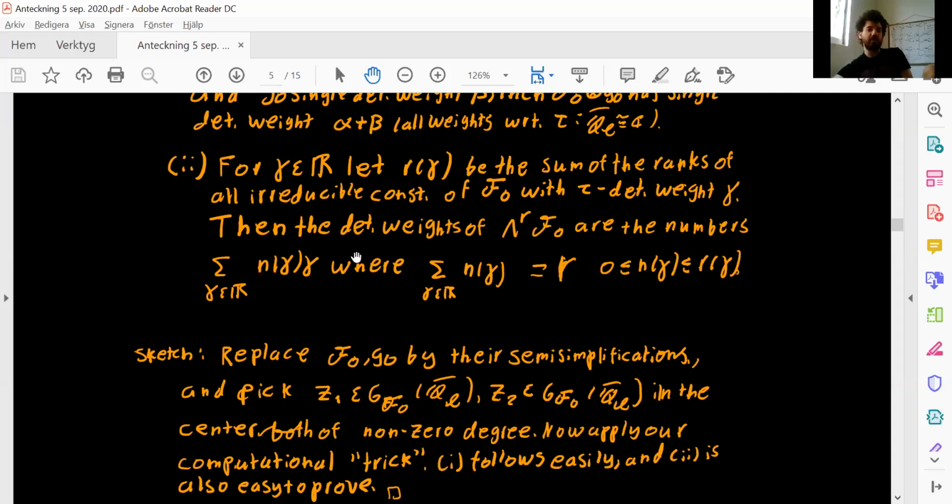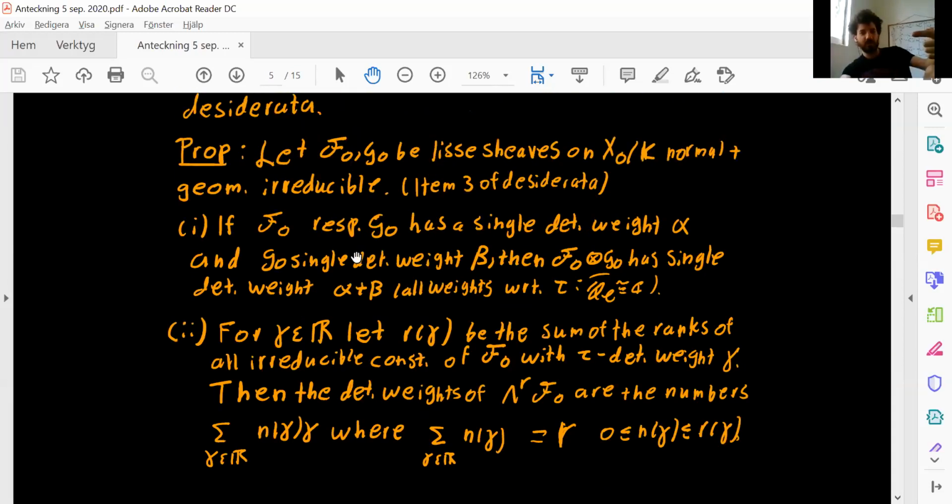Magnus, I have a question. Maybe it's not important, and we can defer it to later, but there's this distinction between geometrically irreducible and just irreducible. Yes. And the first proposition is about geometrically irreducible, right?